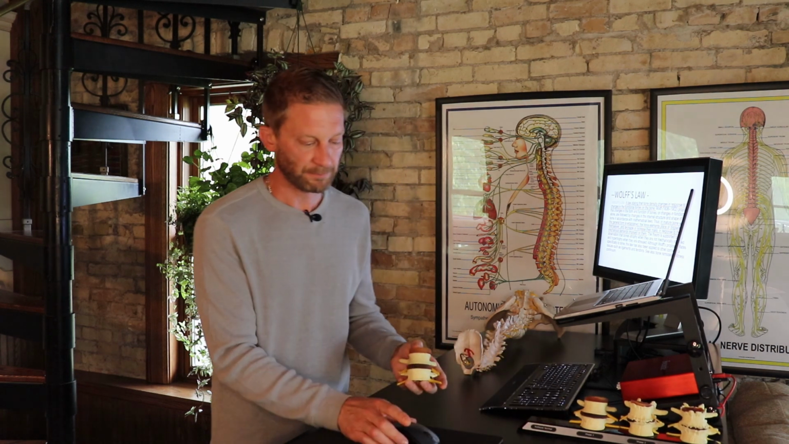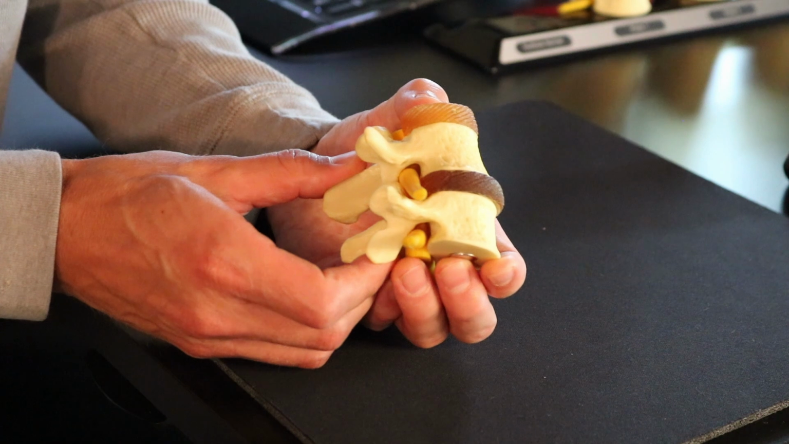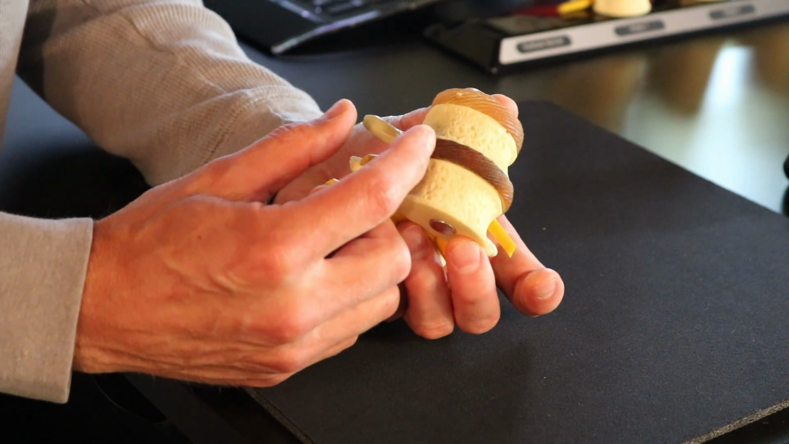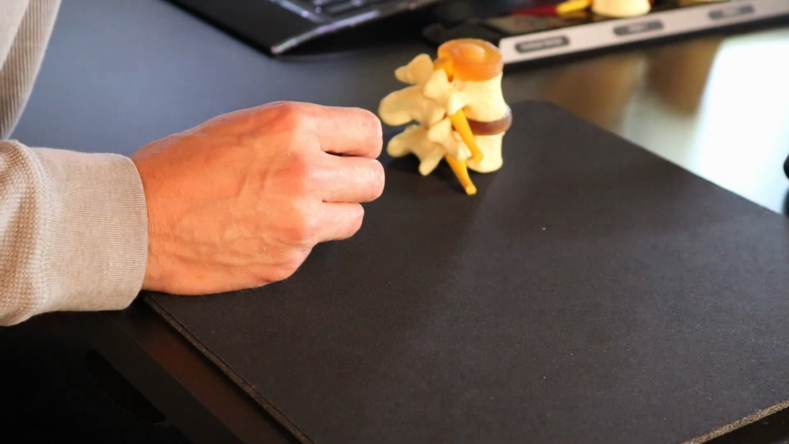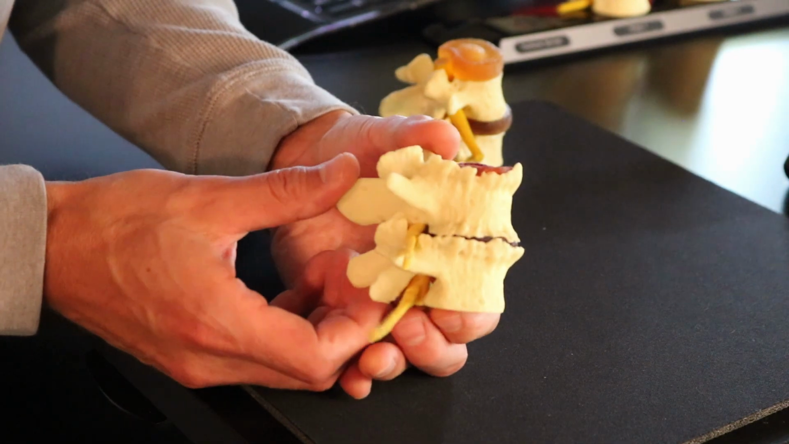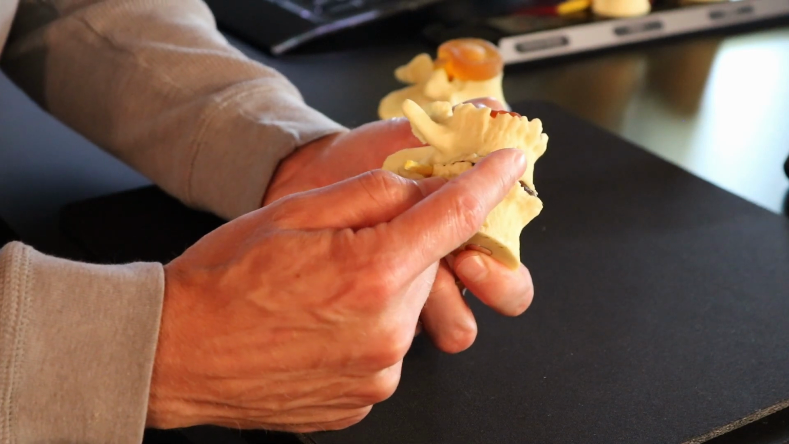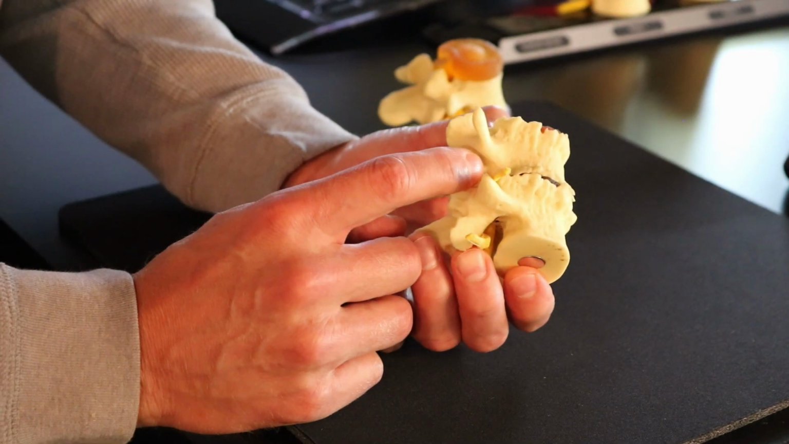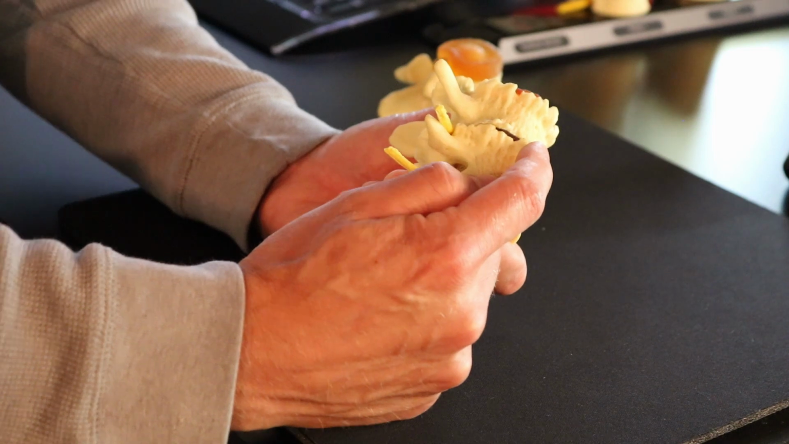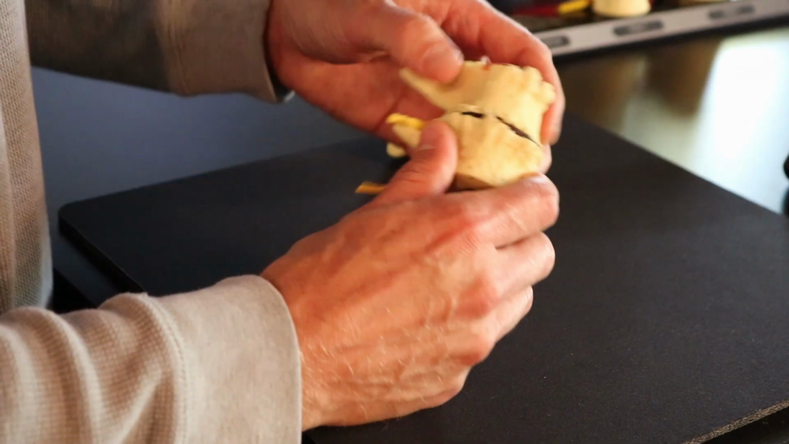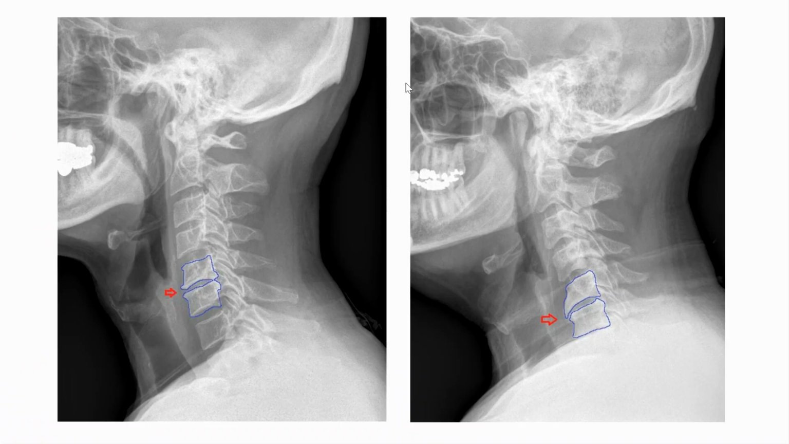So segmentally speaking, this is the example of our healthy segment. Nice, strong, healthy disc. A lot of space for the healthy nerve to travel out. And this is what a degenerated segment of the spine looks like. So we're going to see that the disc space starts decreasing, the space for the nerve starts decreasing. That nerve is not as healthy, and we start having these bony spurs forming around the joint. Again, this is what happens as the body remodels itself. Let's have a look at some x-rays.